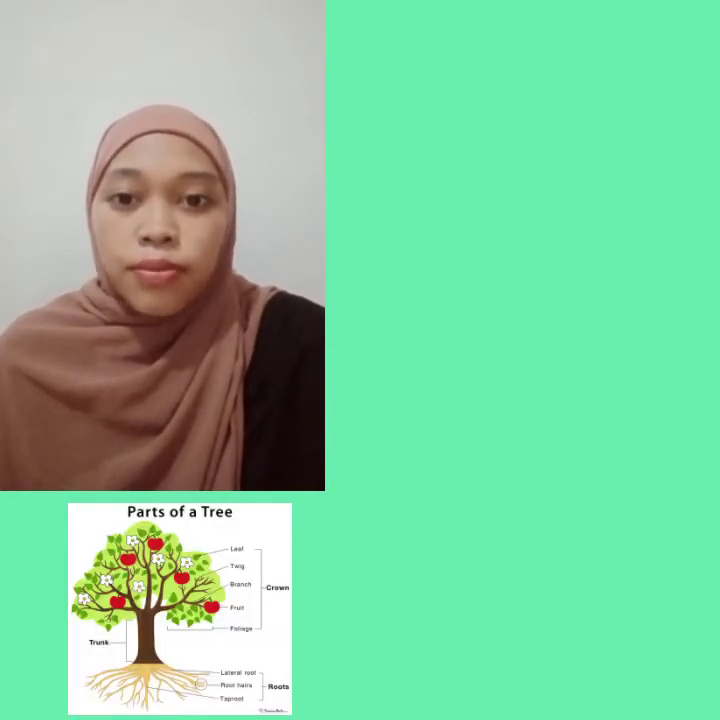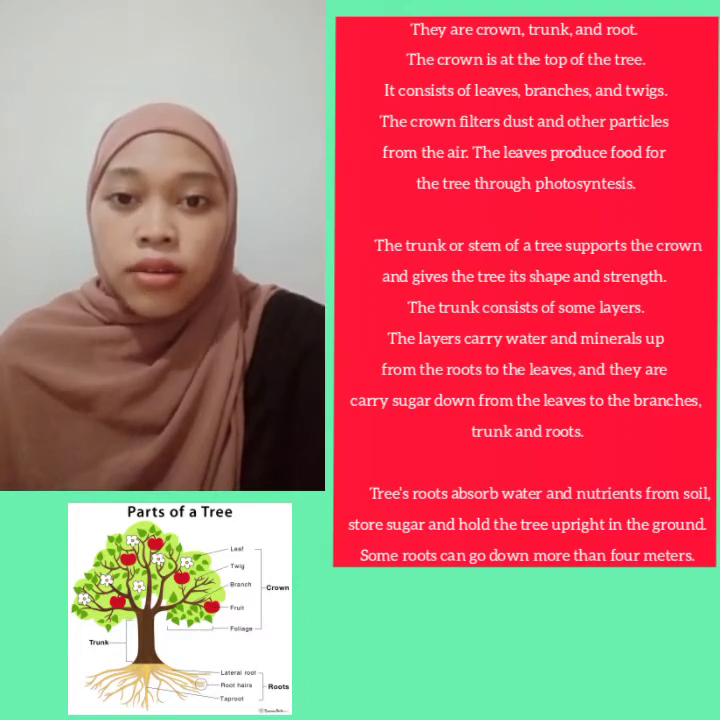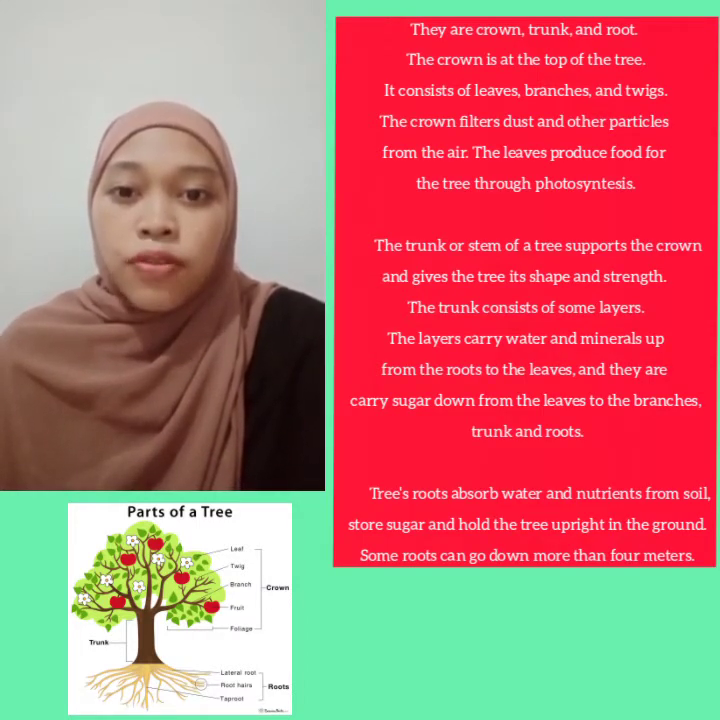There are three main parts of a tree. They are crown, trunk, and roots. The crown is at the top of the tree. It consists of leaves, branches, and twigs. The crown filters dust and other particles from the air. The leaves produce food for the tree through photosynthesis.